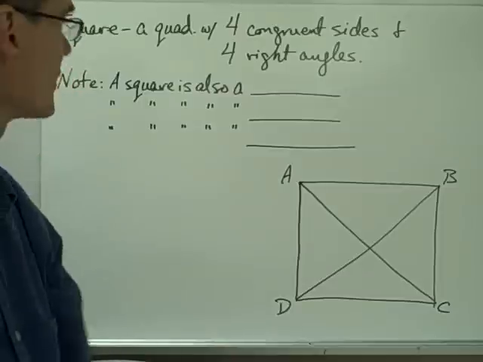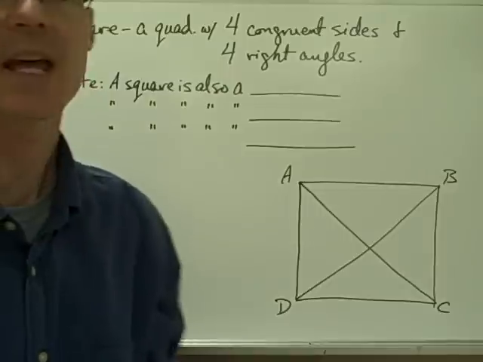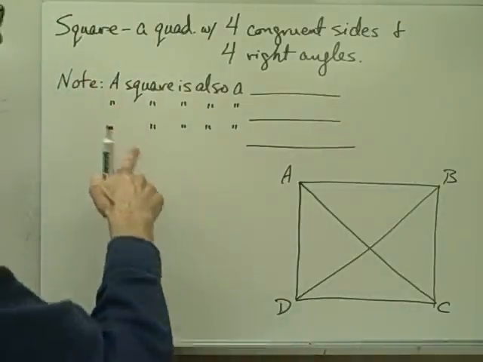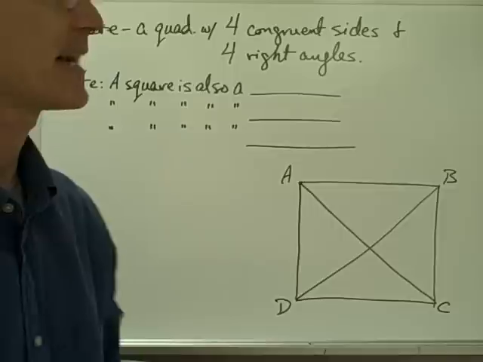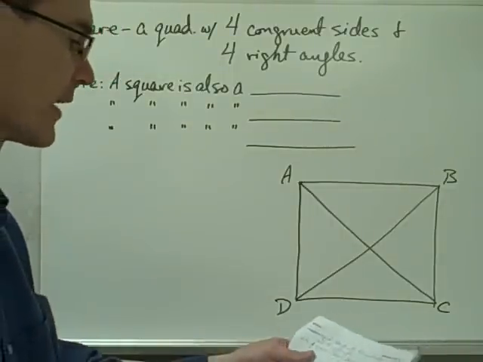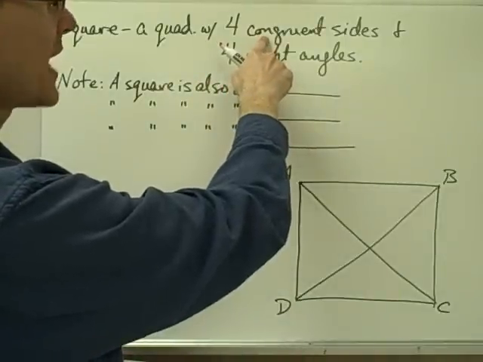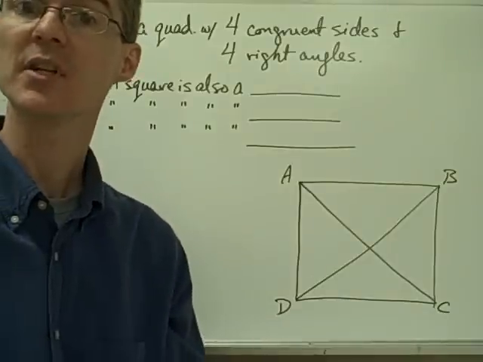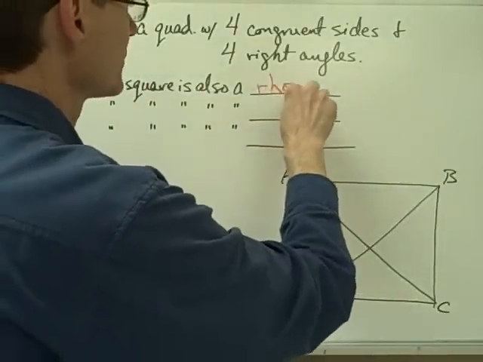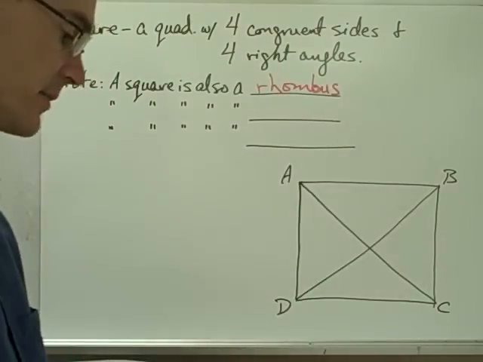Okay, the definition of a square: a quadrilateral with 4 congruent sides and 4 right angles. Now, once again, we're going to note that a square has properties not only of a square, but also of some other types of quadrilaterals. In particular, notice that since a square has 4 congruent sides, a square meets the definition of a rhombus. So a square is also a particular type of rhombus, since it has 4 congruent sides.